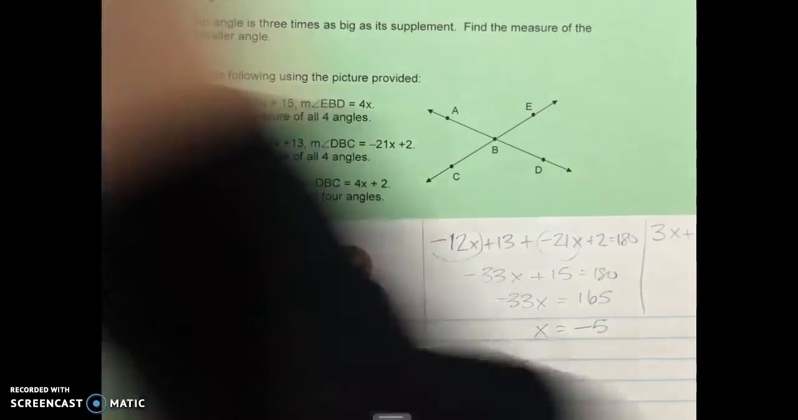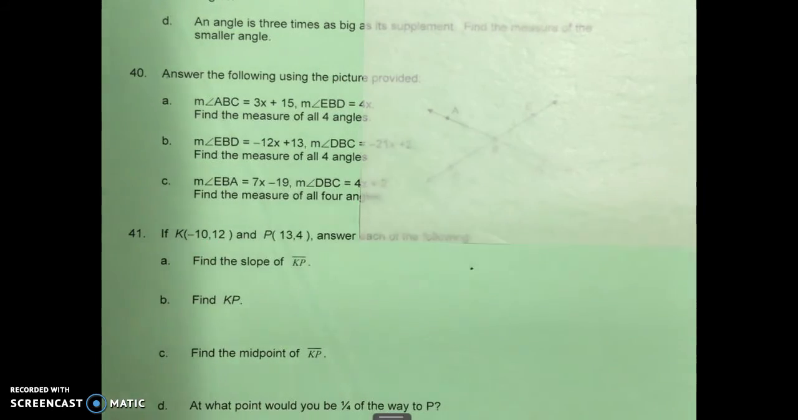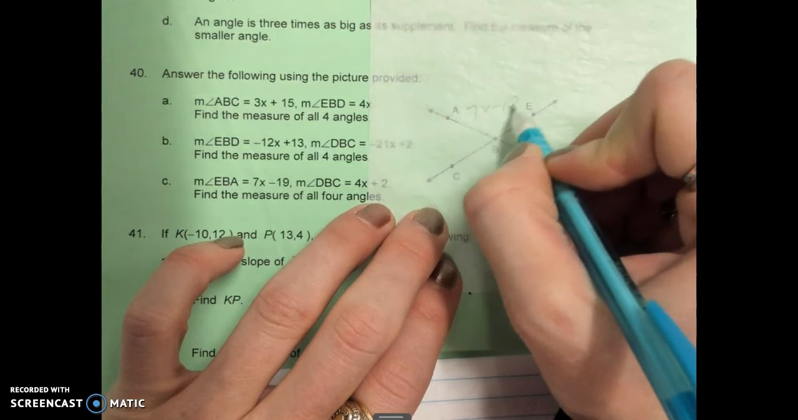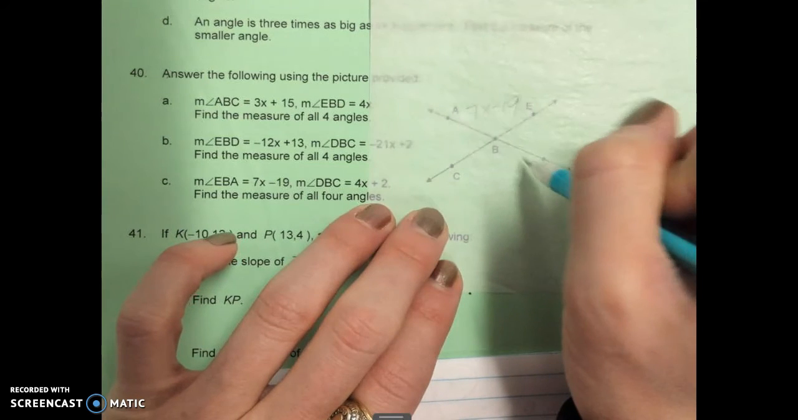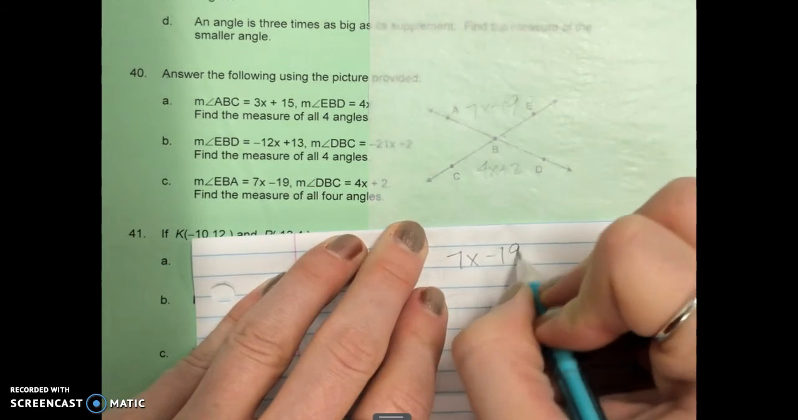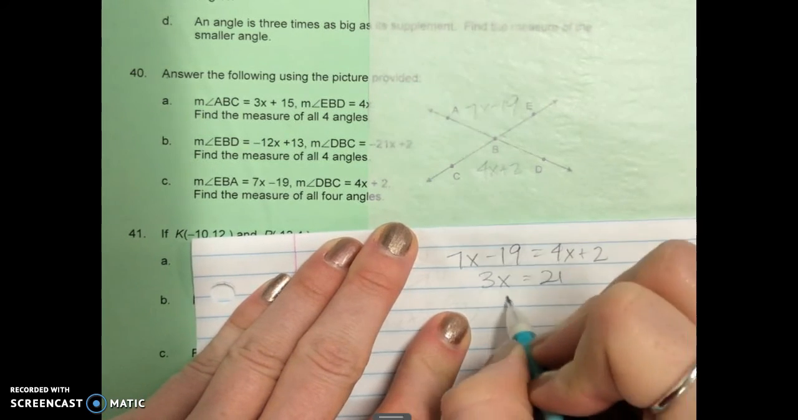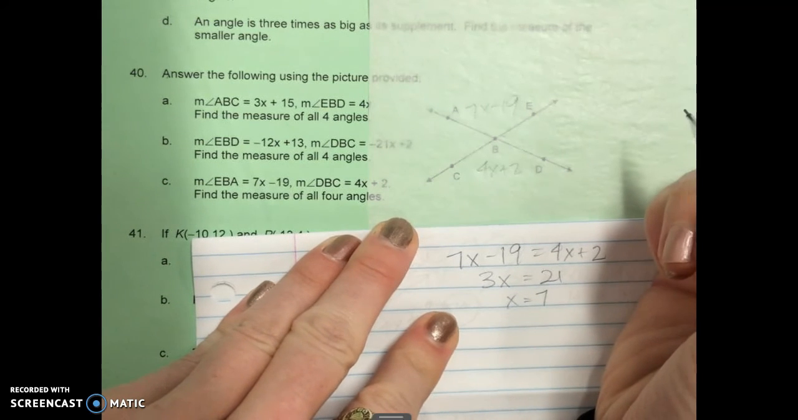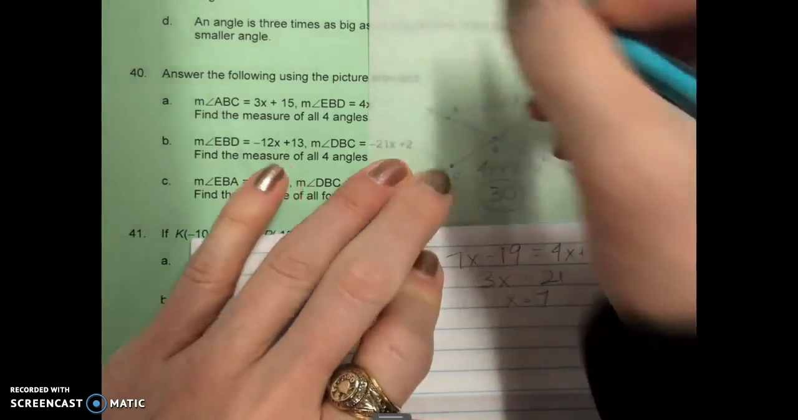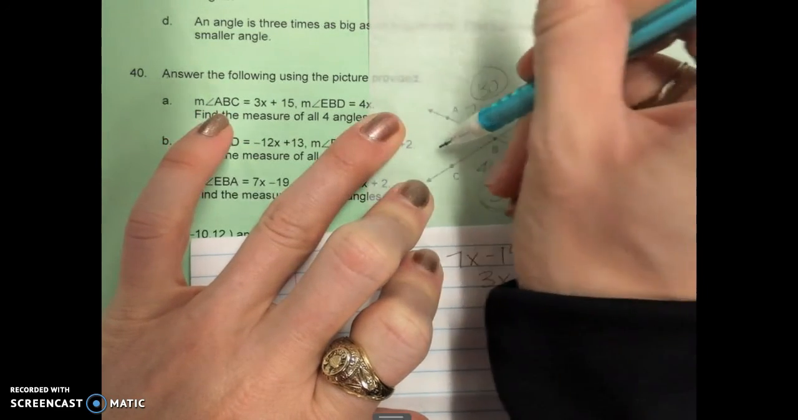And then we just have one more, letter C. EBA is 7x minus 19, and DBC is 4x plus 2. So because these are vertical angles, we can set them equal to each other. 3x, 21, x is 7. Plug all of those back in. And this would be 30. And this would be 30. This would be 150. And this would be 150.